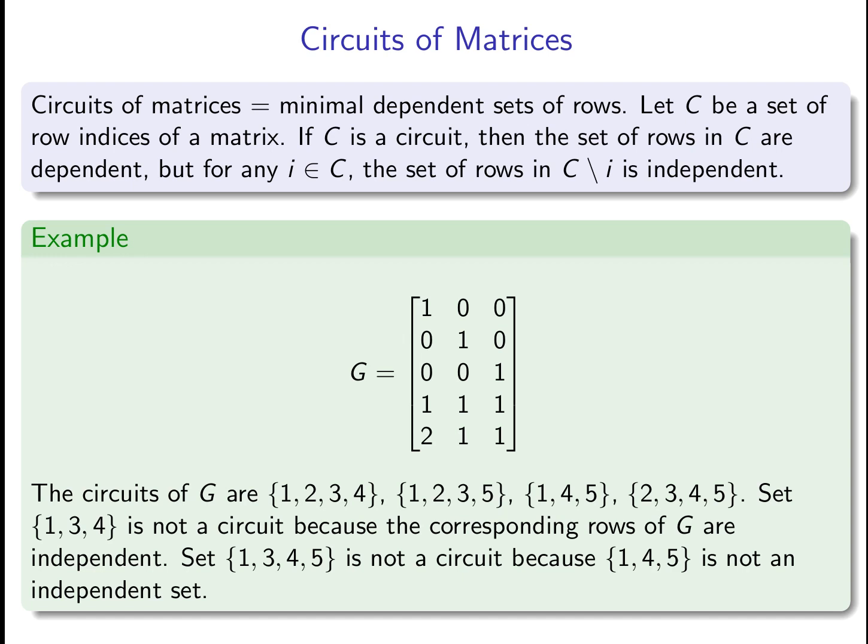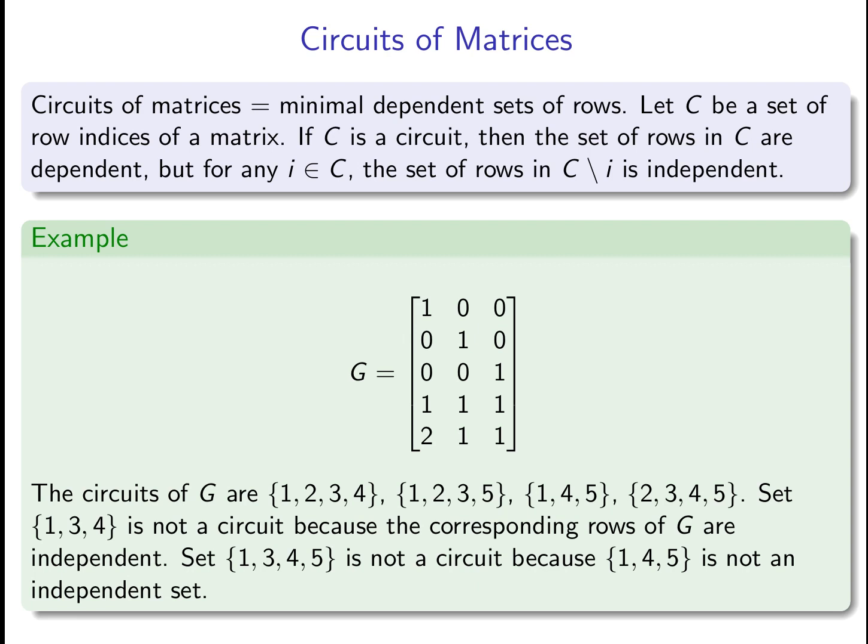Circuits of matrices are nothing but minimal dependent sets of rows. For example, let C be a set of row indices of a matrix. If C is a circuit of the matrix, then the set of rows in C are dependent. But for any i in C, the set of rows in C minus i is independent.